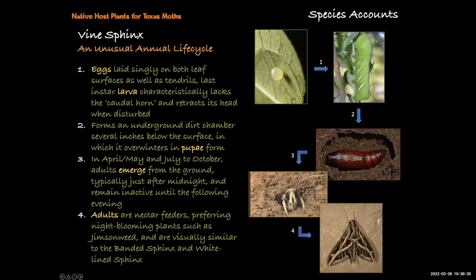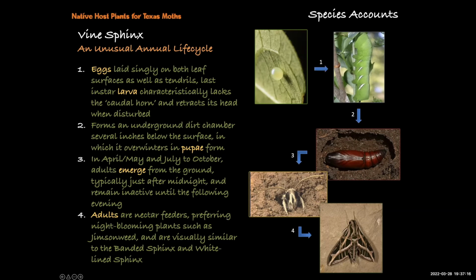The interesting part is that instead of forming an actual cocoon, these sphinx moths actually dig underground and form an underground dirt chamber. They can be anywhere from near the surface to several inches below the ground, and it overwinters in that dirt chamber. In April or May, so any day now, and from July to October, so 2 different broods, the adults will emerge from the ground, and typically that happens just after midnight, and they remain inactive for the next day, trying to pump fluids into their wings and be able to fly.